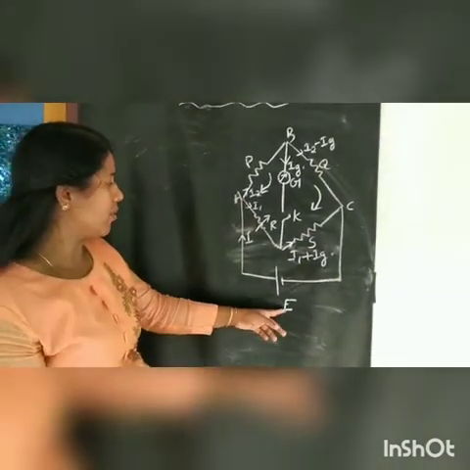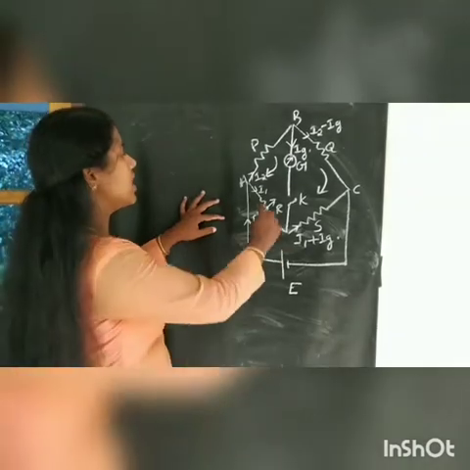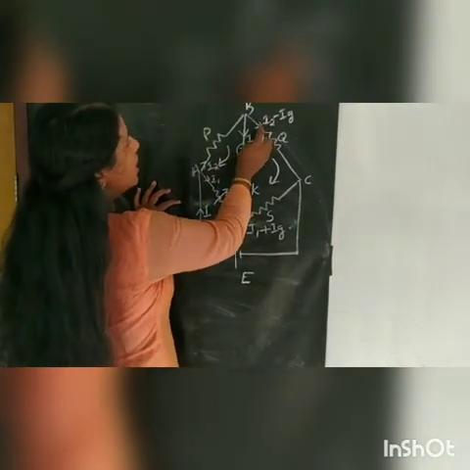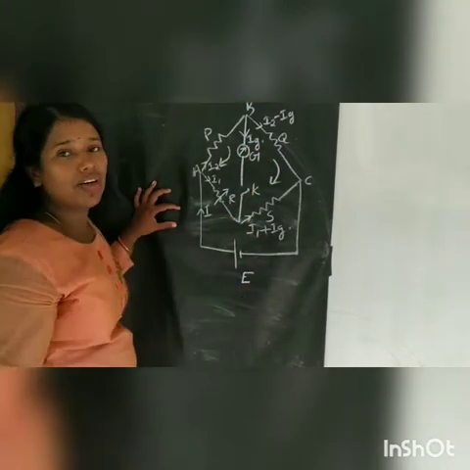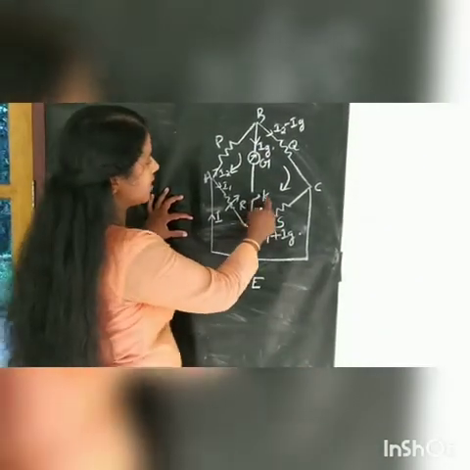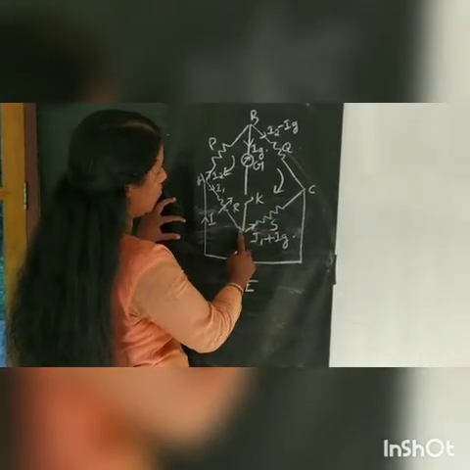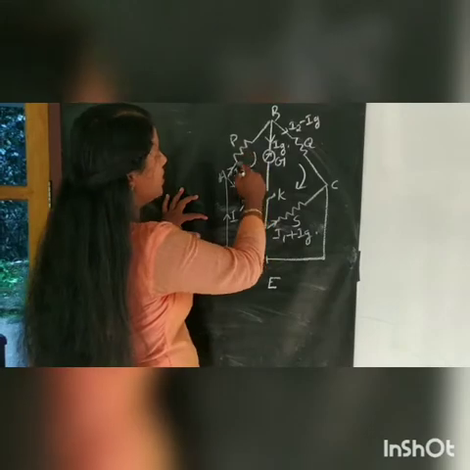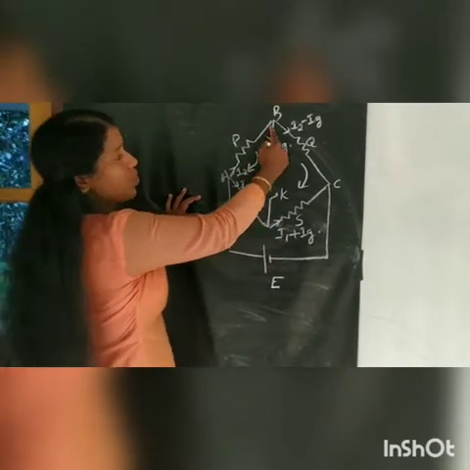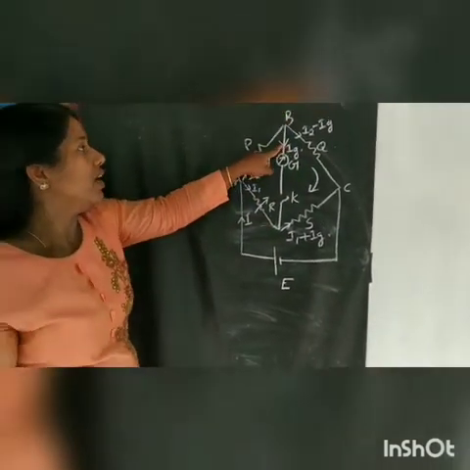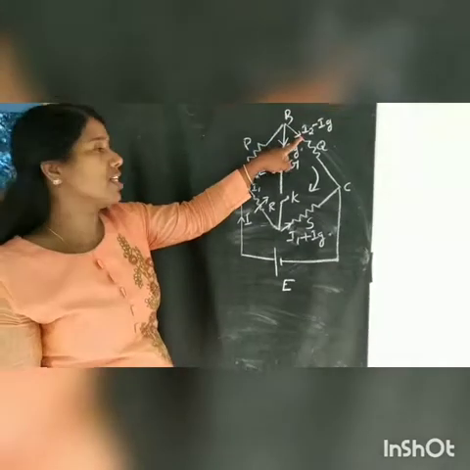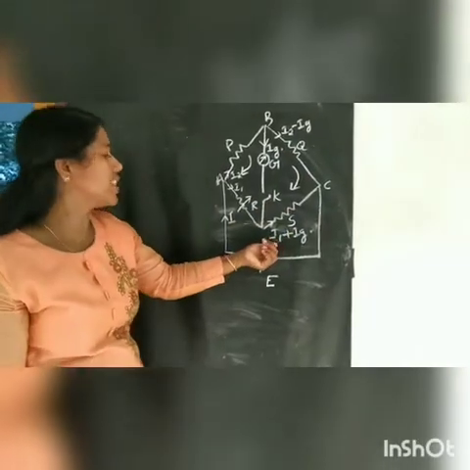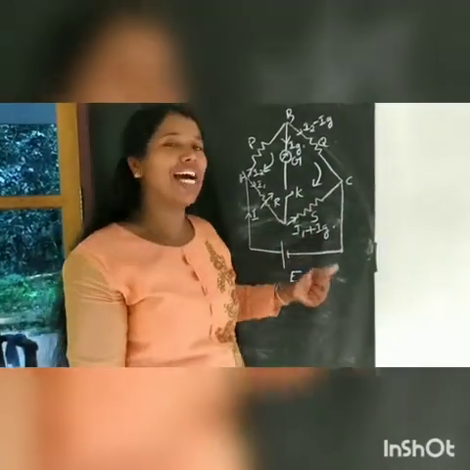This is the cell of EMF E. This is the current I. On this side the current passes as I1 and I2. Here is IG, the galvanometer current. K means key, and G means galvanometer. From this we know that here it is I2 minus IG. Why have we written like this? Here is I2, here is IG. The sum of the current entering the junction is equal to the sum of the current leaving, so we apply that rule: I2 minus IG. Here also, same: I1 plus IG.